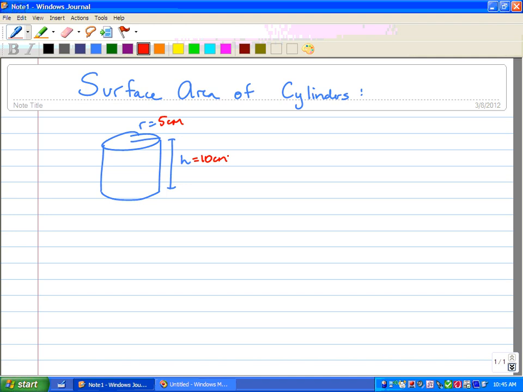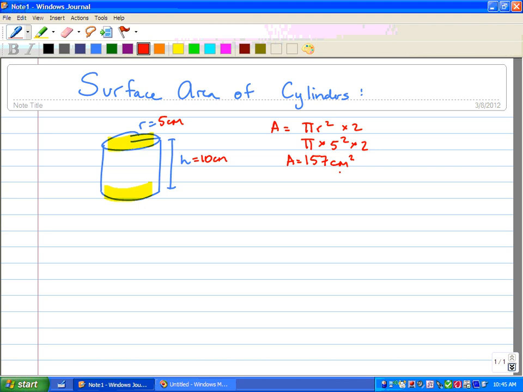All right. So first, we need to determine the surface area of the top and the bottom, which are circles. So we know the area of a circle is pi r squared, and we're going to multiply it by 2 because we have a top and a bottom, like that. So area of our circles, we're going to go pi times 5 squared times 2. So that's 25. 5 times 5 is 25, times 2 is 50. And we get 50 times pi, and we get 157 centimeters squared. That is our top and bottom of our cylinder.